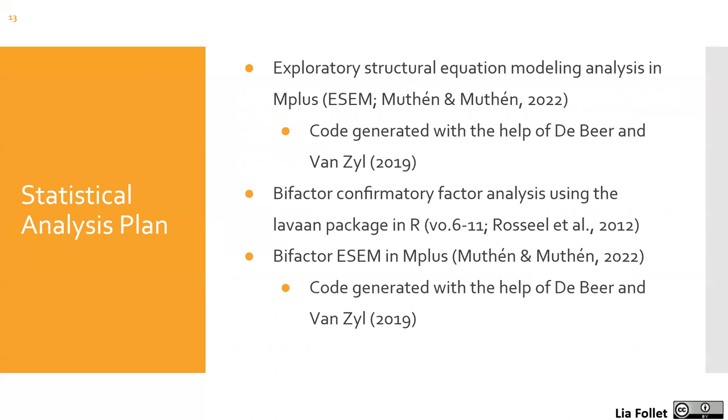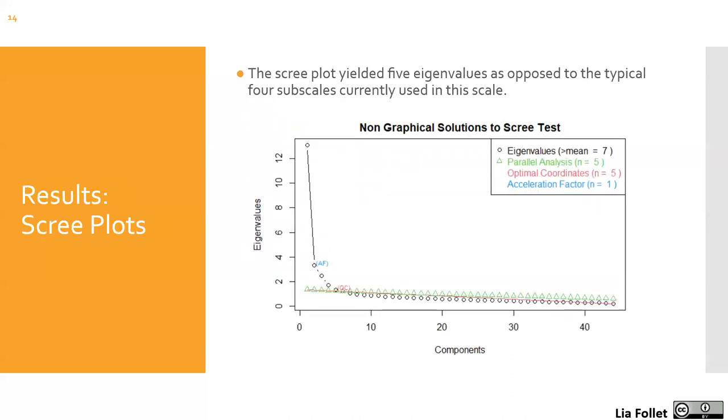Next, we ran a CFA and bifactor CFA, both using lavaan in R. And lastly, we ran 2 ESEMs, a first order ESEM and a bifactor ESEM. These were done using Mplus, and the code was generated with the help of an open science tool created by DeBeer and Van Zyl. So let's get to it.